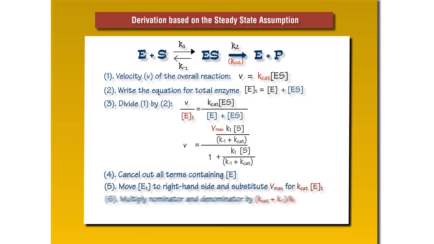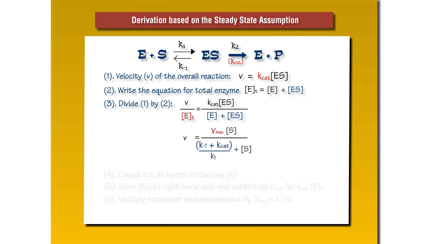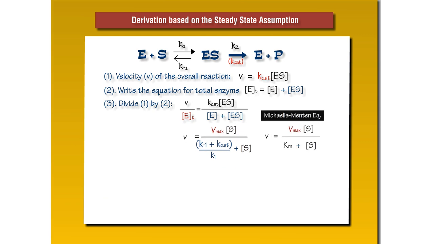Now, multiply the numerator and denominator of the right-hand side of the equation by the sum of K-1 and Kcat divided by K1. When compared to the equation derived by Michaelis and Menten, the two equations are similar, with the exception of this term. Now, if Km is defined as the sum of Kcat and K-1 divided by K1, and this definition is substituted into the above expression, the following equation is obtained.